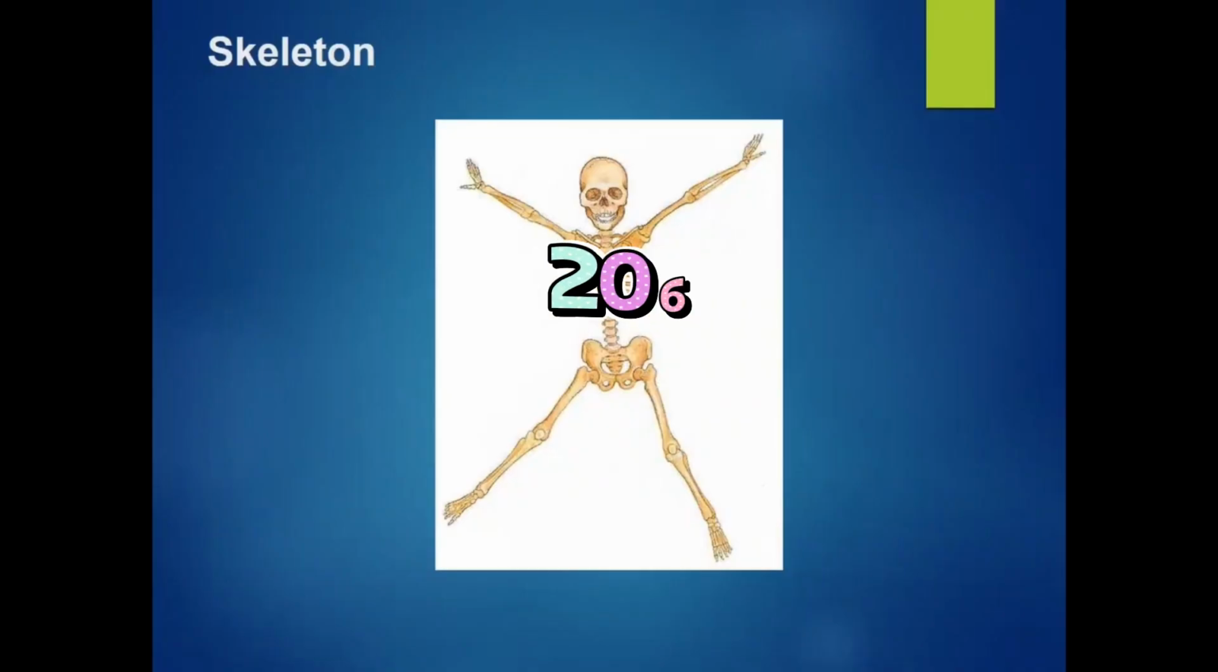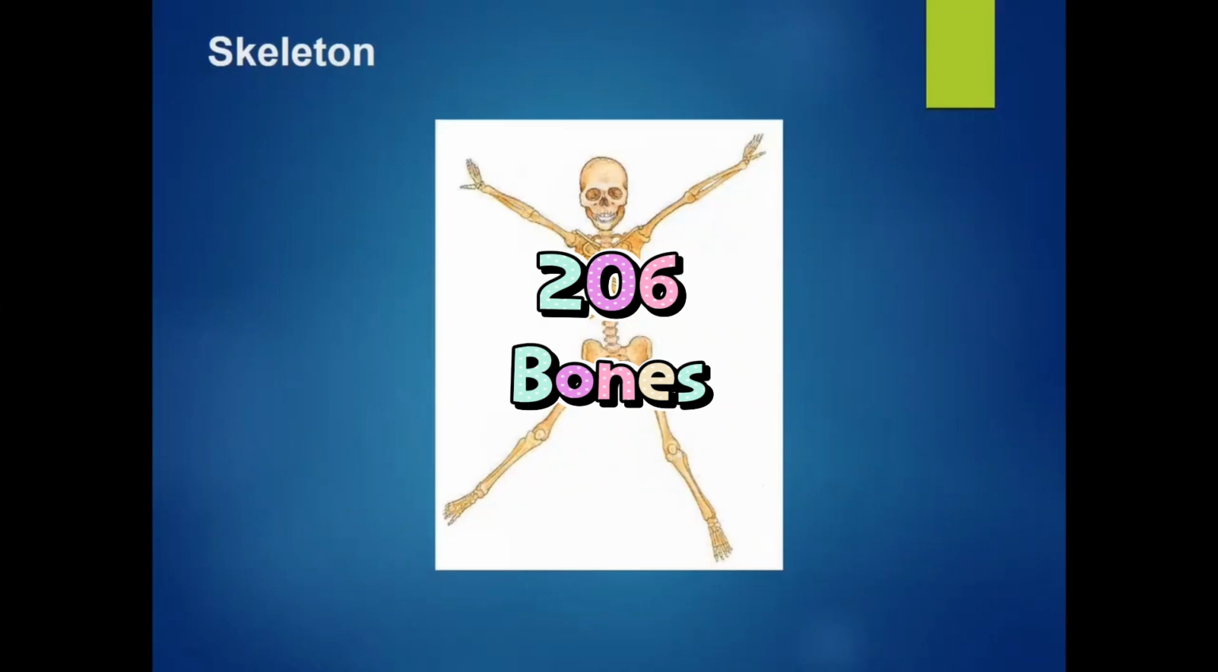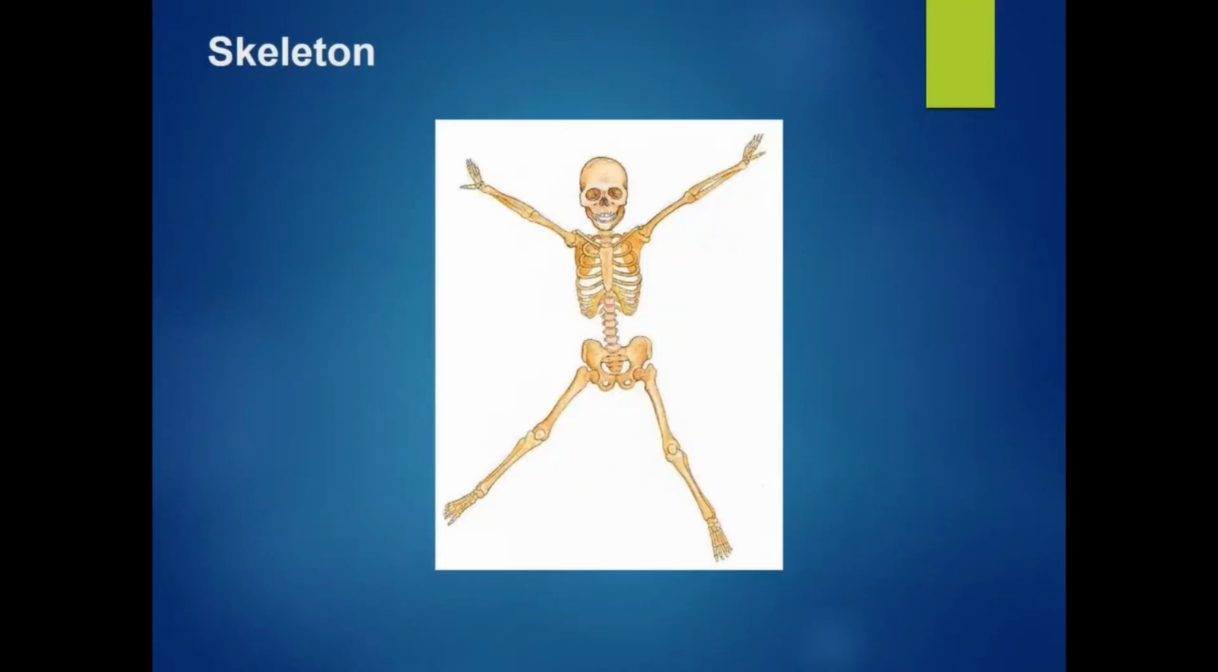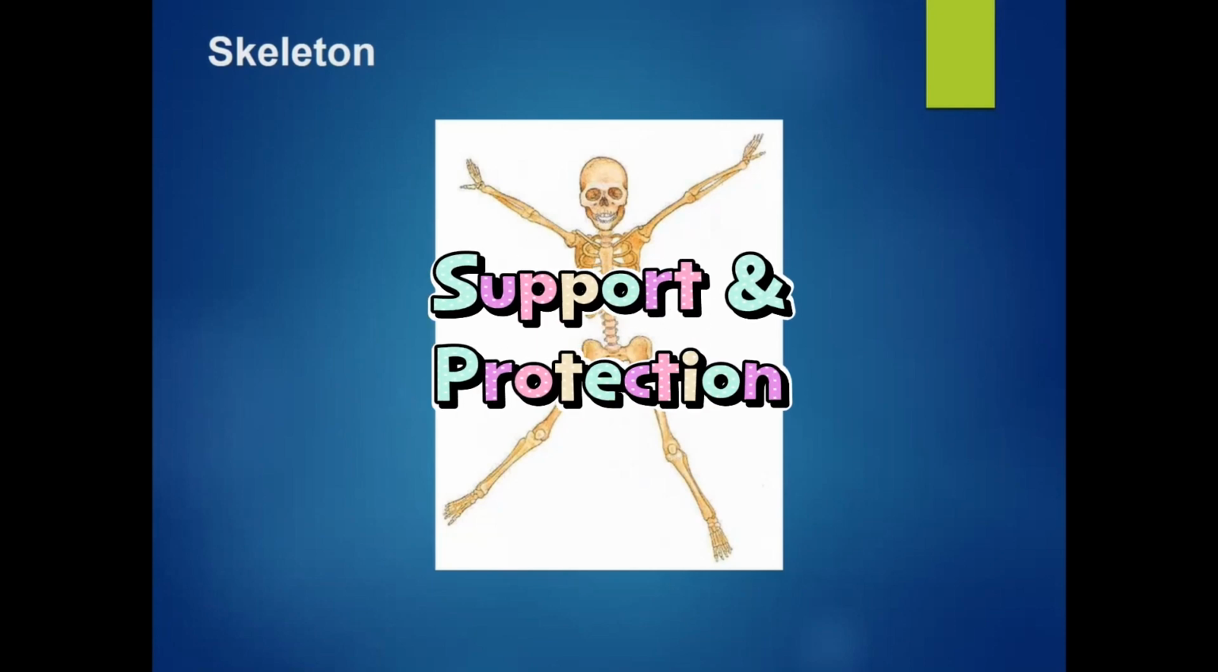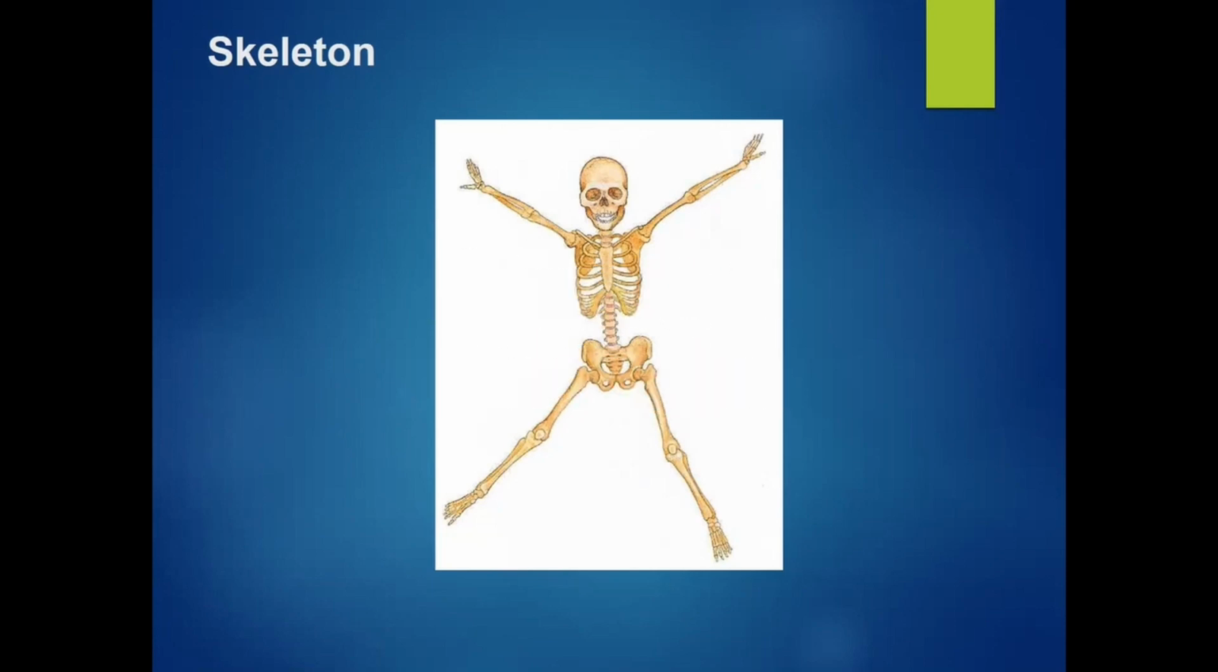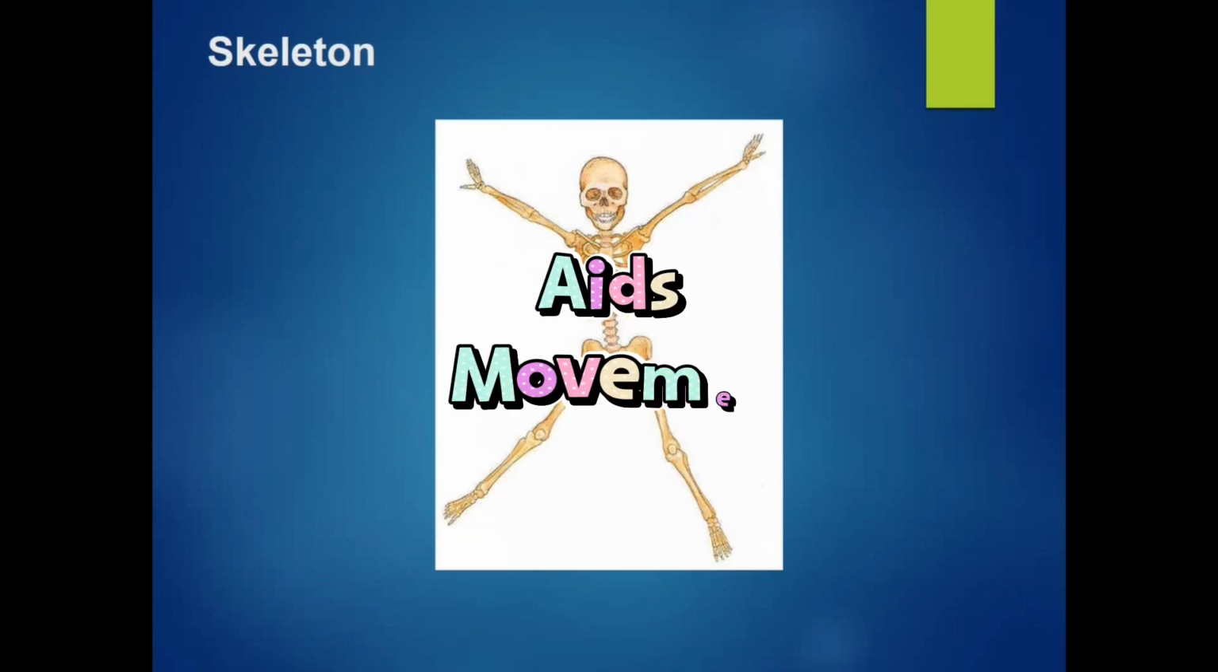The skeleton consists of 206 bones in an adult human being. It provides the framework to support the body and give it shape. Human beings have what we call an endoskeleton, endo meaning inside, whereas insects have an exoskeleton, exo meaning on the outside. Basically, the skeleton gives us maximum support and protects our internal organs, our squishy organs like the heart and the lungs and things. It also aids with movement for the body.